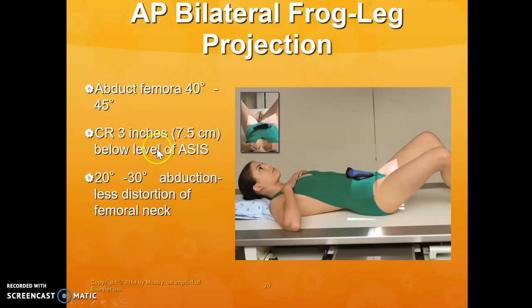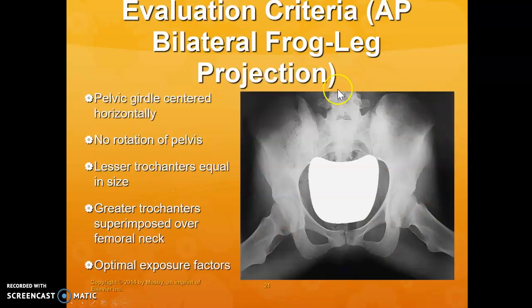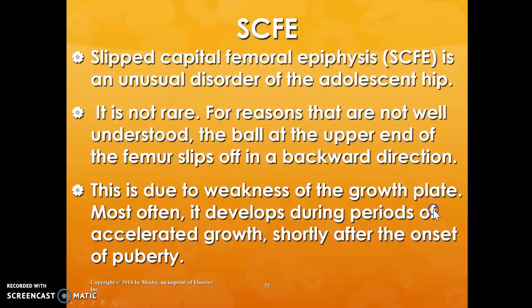The central ray is 3 inches below ASIS, and it will look sort of like this. So you're looking for frog leg femurs here, so the lateral femur. Okay. What is SCFE? SCFE is an abbreviation for slipped capital femoral epiphysis.